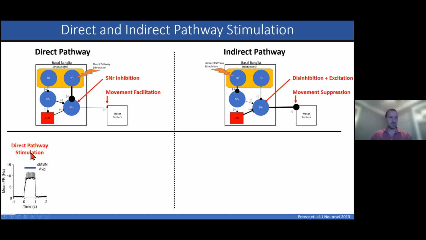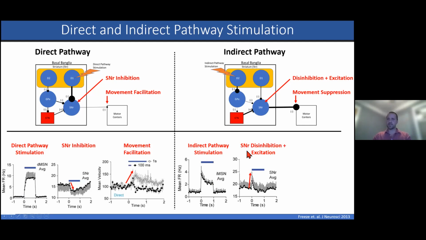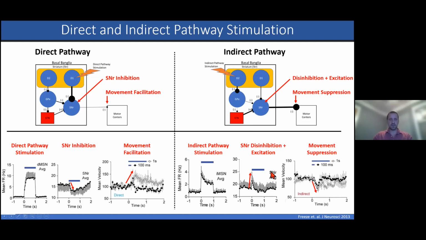So experimentally, if you optogenetically stimulate the D1 neurons of the striatum, you get this increase in firing rate. And the average response within the SNR is this decrease in firing rate. And you get a corresponding increase or facilitation of movement. And then the indirect pathway, as you predict from the model up here, you stimulate the D2 neurons right here in the striatum. You get an increase in firing rate in those neurons. And you actually get some excitation or disinhibition of SNR neurons. And as you predict, you see a suppression of motor movement. And so this all seems to check out at this high level population average viewpoint.